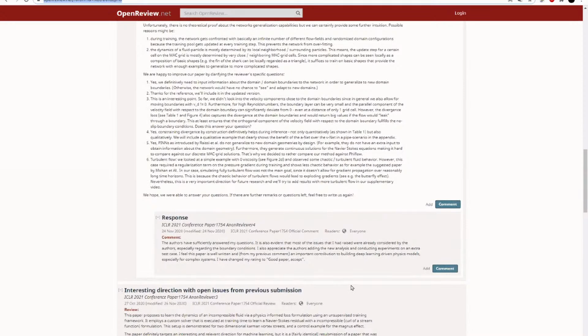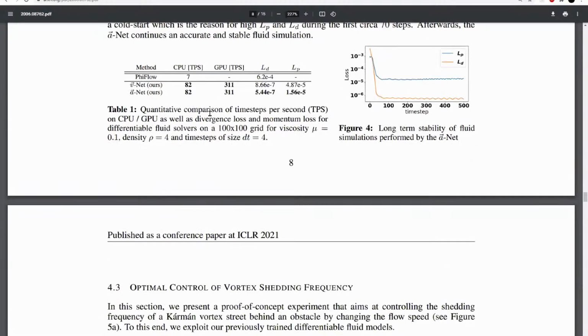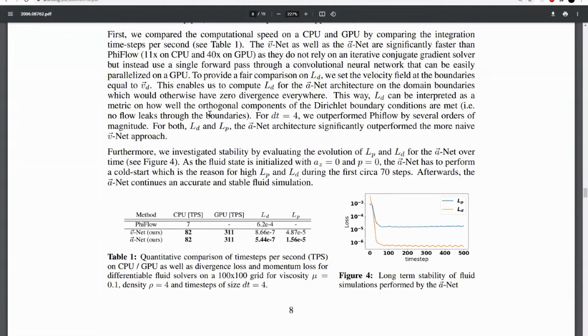Agreed. If I may quickly chime in on this, I do agree that the results section is a bit thin. First of all, there are not that many comparisons, as already pointed out. In fact, I think the only quantitative comparison against anything else is in Table 1. There's one number, essentially just the divergence loss. And it's very nice to see that the divergence constraint being baked into the network also shows in the final results.